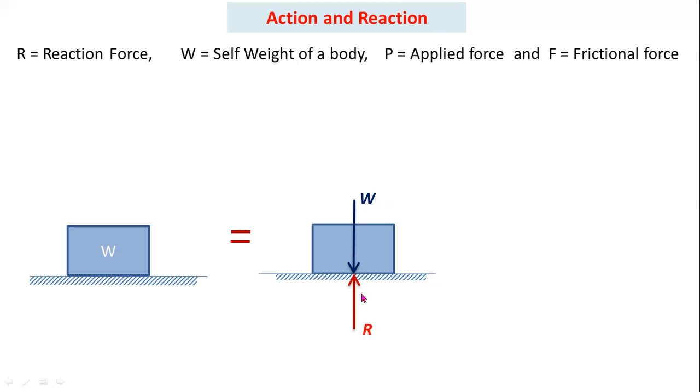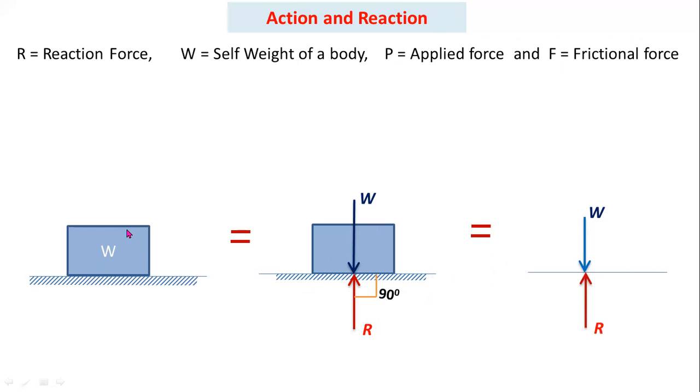Normal reaction always makes an angle of 90 degrees with respect to the support. Reaction force is always perpendicular to the support. This is the horizontal support, so you have to draw a perpendicular reaction force, or normal reaction force. This is the vertical self weight, and this is the horizontal reaction.